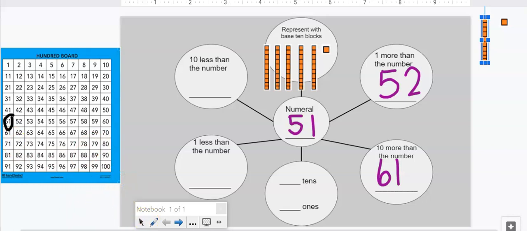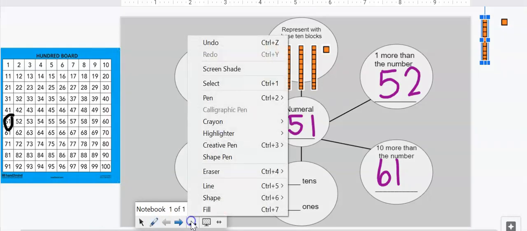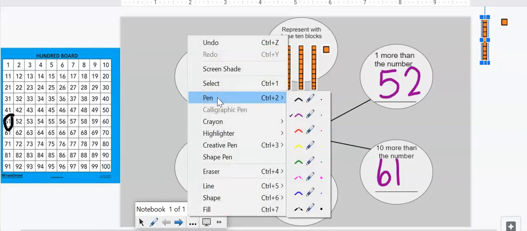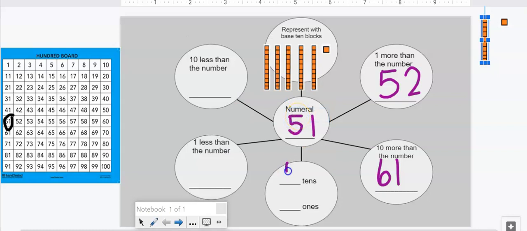Very good. So in 51, how many groups of 10 do I have? Can you tell me? That's right. I have 5 groups of 10. Let's count them. Let's look at our 10s up here. 1, 2, 3, 4, 5. That's right. I have 5 10s. How many 1s do I have? 1. What is 1 less than 51?